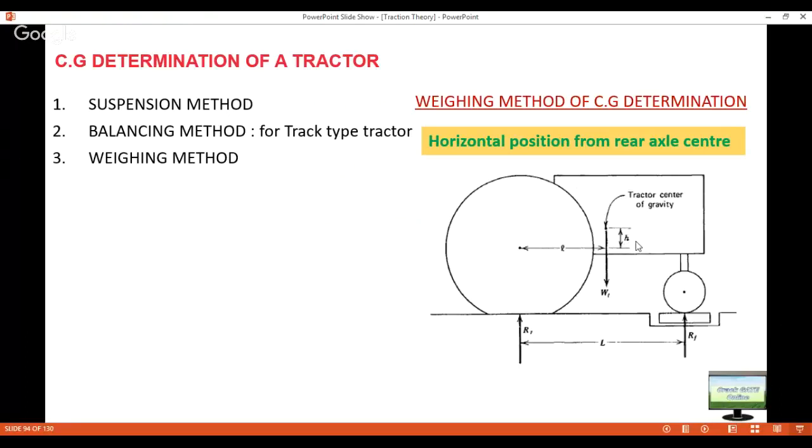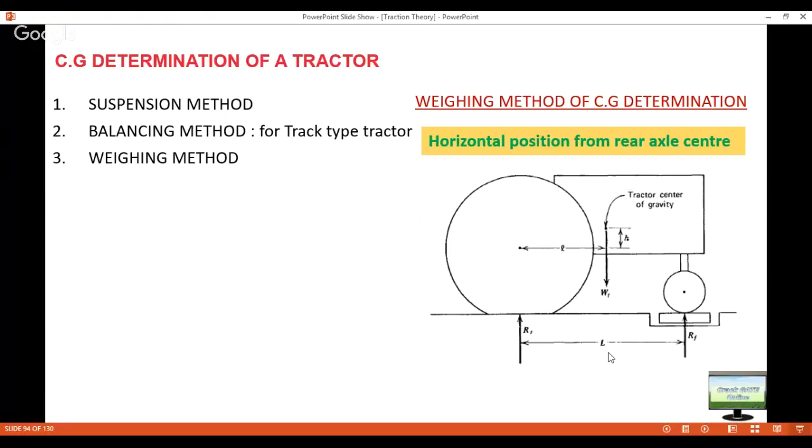If you have watched my previous videos, then you are aware of all the terms written in this figure. So Wt is the weight of the tractor, which acts downward at the CG location. RR is the rear axle or rear tire support. RF is the front tire support. L is the wheelbase.